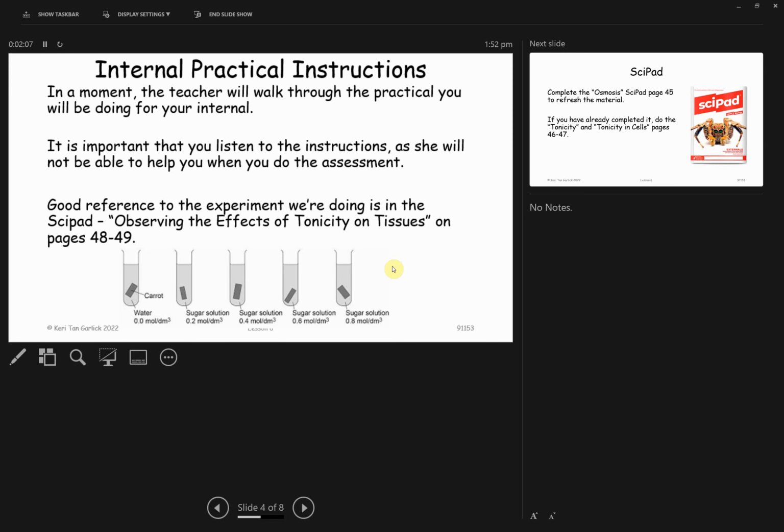So do keep in mind that we are assessing you on your ability to carry out a practical. So that's a skill set. Are we clear with that so far?